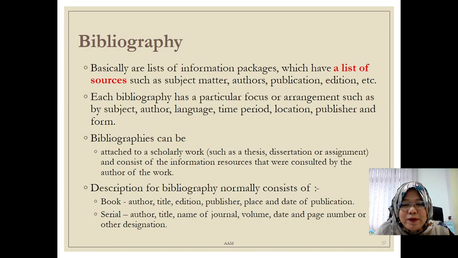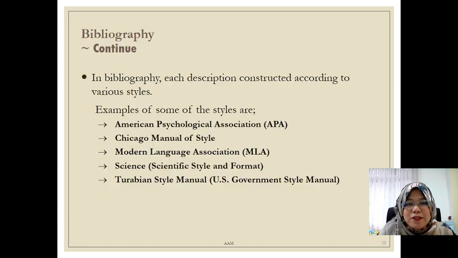The description for a bibliography normally consists of, for a book, the author, title, edition, publisher, place, and date of publication, while for a series it is author, title, name of journal, volume, date, and page or other designation. Each description is formatted according to various styles. For example, what you use for your assignment: either APA or MLA, but nowadays most of us use APA. That is the American Psychological Association. So when you do your assignment, you have to attach the bibliography, also known as references. You can read the styles yourself. I think this has been repeated many times already.